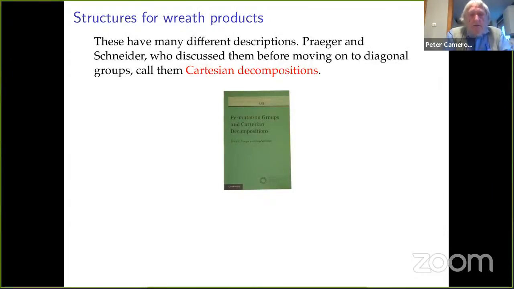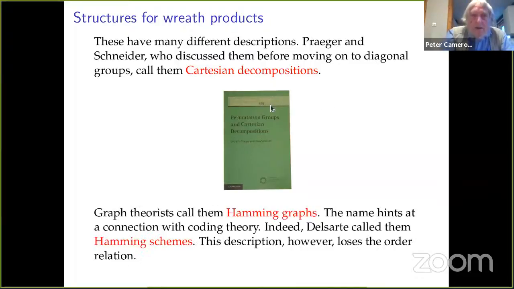Okay, now, structures for wreath products. So wreath products were one of the types in the O'Nan-Scott theorem, and Praeger and Schneider had spent many years working on these structures. They call them Cartesian decompositions, and they wrote a whole book about it, and I'm not going to tell you what's in the book because different people describe these things in different ways. Graph theorists call them Hamming graphs, and Hamming, of course, was a coding theorist, so this should suggest to you that there's some connection with coding theory, as indeed there is.